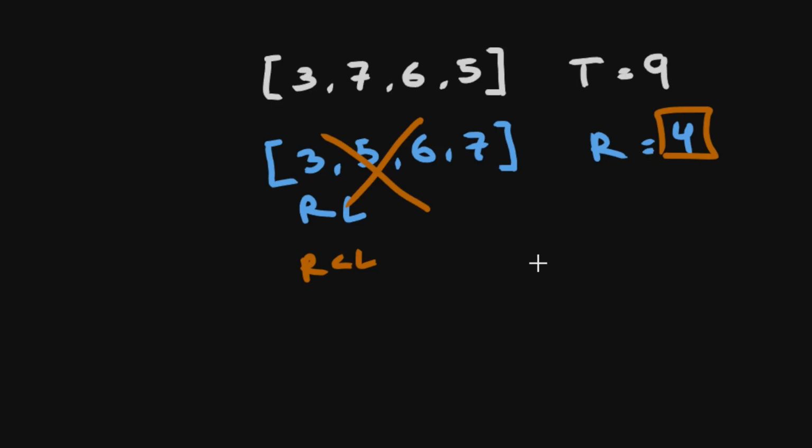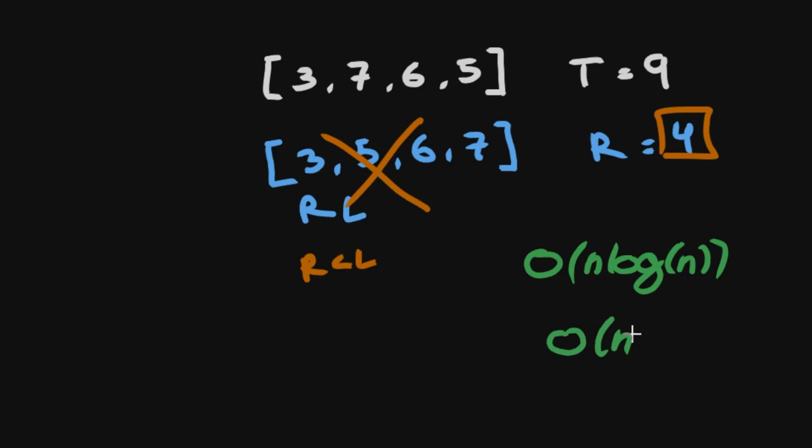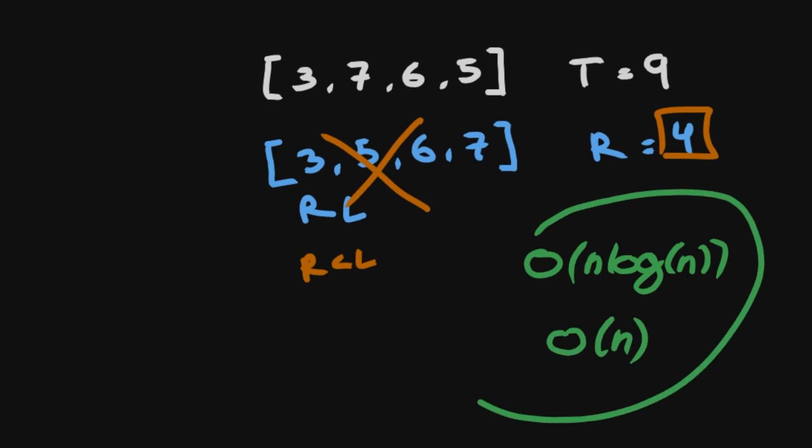Time complexity for this will be big O of n log n. Space complexity will be big O of n, and this is basically because we need to sort this array. So now let's go with the code and hopefully you will get the idea.